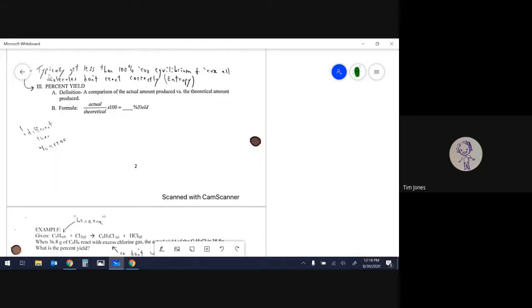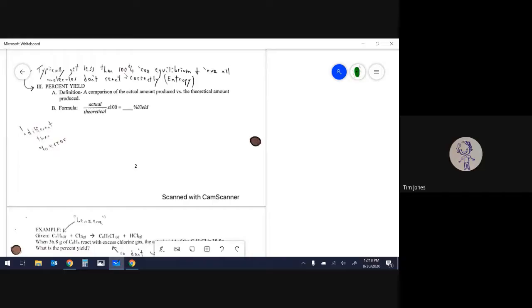So, percent yield. It's how much you get when you do a reaction versus how much you were supposed to get, the theoretical amount. Now, you can see I wrote in my notes, you typically get less than 100%. It's pretty rare that you can get 100% of something. Things happen that cause you to not get as much as you're supposed to.